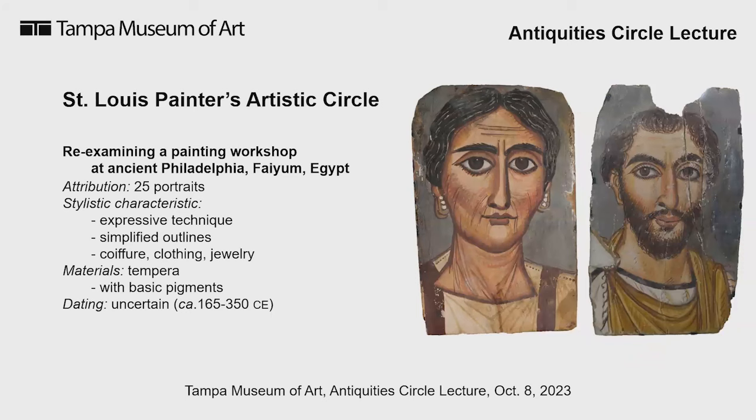The material is really very basic. They're all tempera, but we don't exactly know what kind of organic binder that is. Probably animal glue made from bones, but that's a speculation. But usually, apart from black and white, carbon and gypsum, three or four pigments for the colors. The dating is uncertain. I go by 2nd, 3rd century, but there are scholars who date some paintings of this group way into the 4th century.